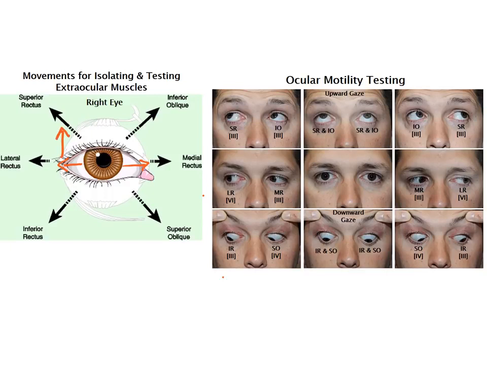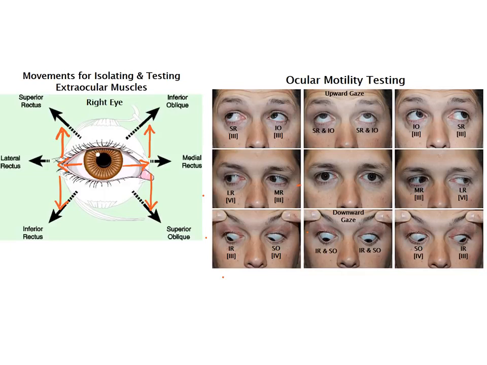And with the eye still abducted, you'll ask the patient to track your finger inferiorly to test the inferior rectus muscle. To test the inferior oblique muscle, the patient will track your finger medially and then will move their eye upward. And with the eye still adducted, you will ask the patient to track your finger inferiorly to test the superior oblique muscle. And this is how you get the H pattern for clinical eye testing.